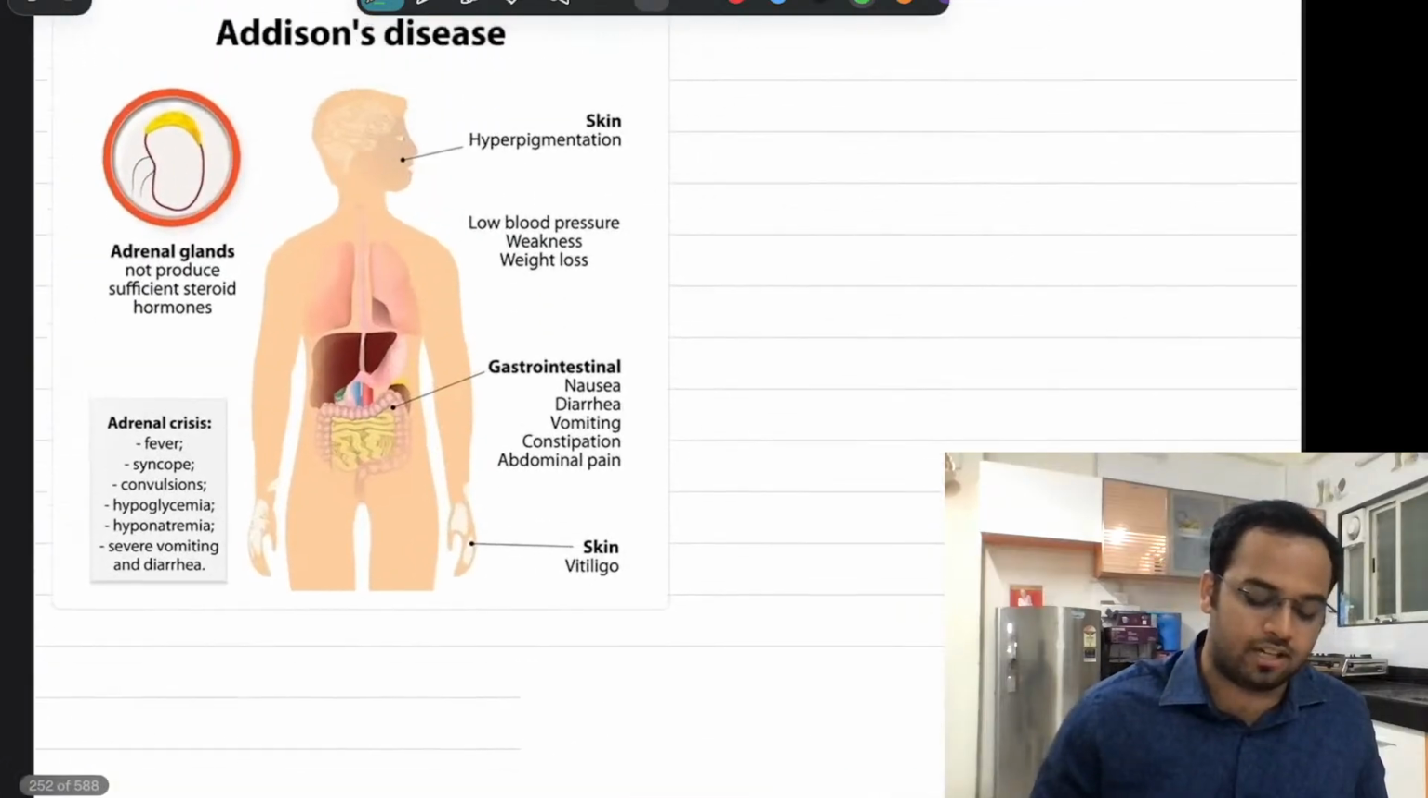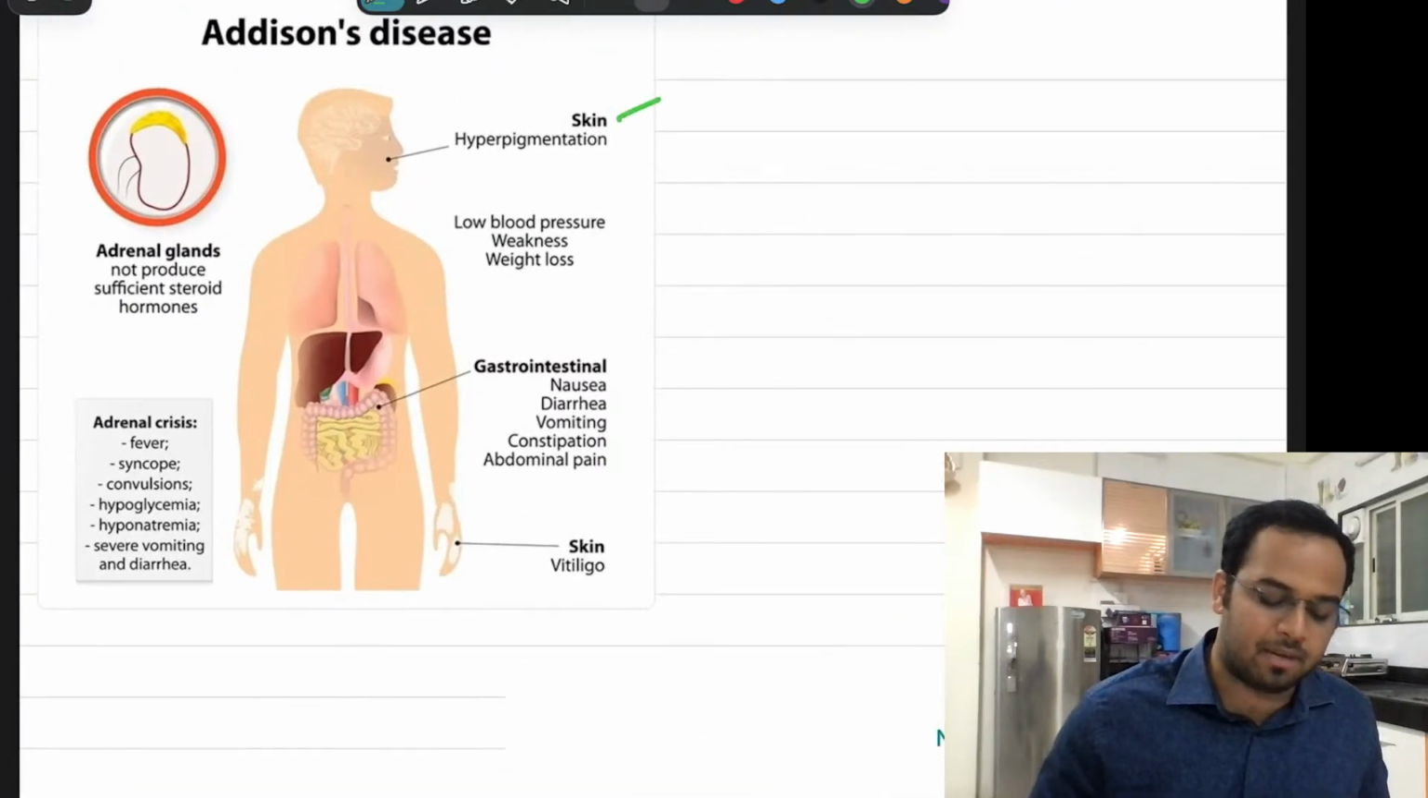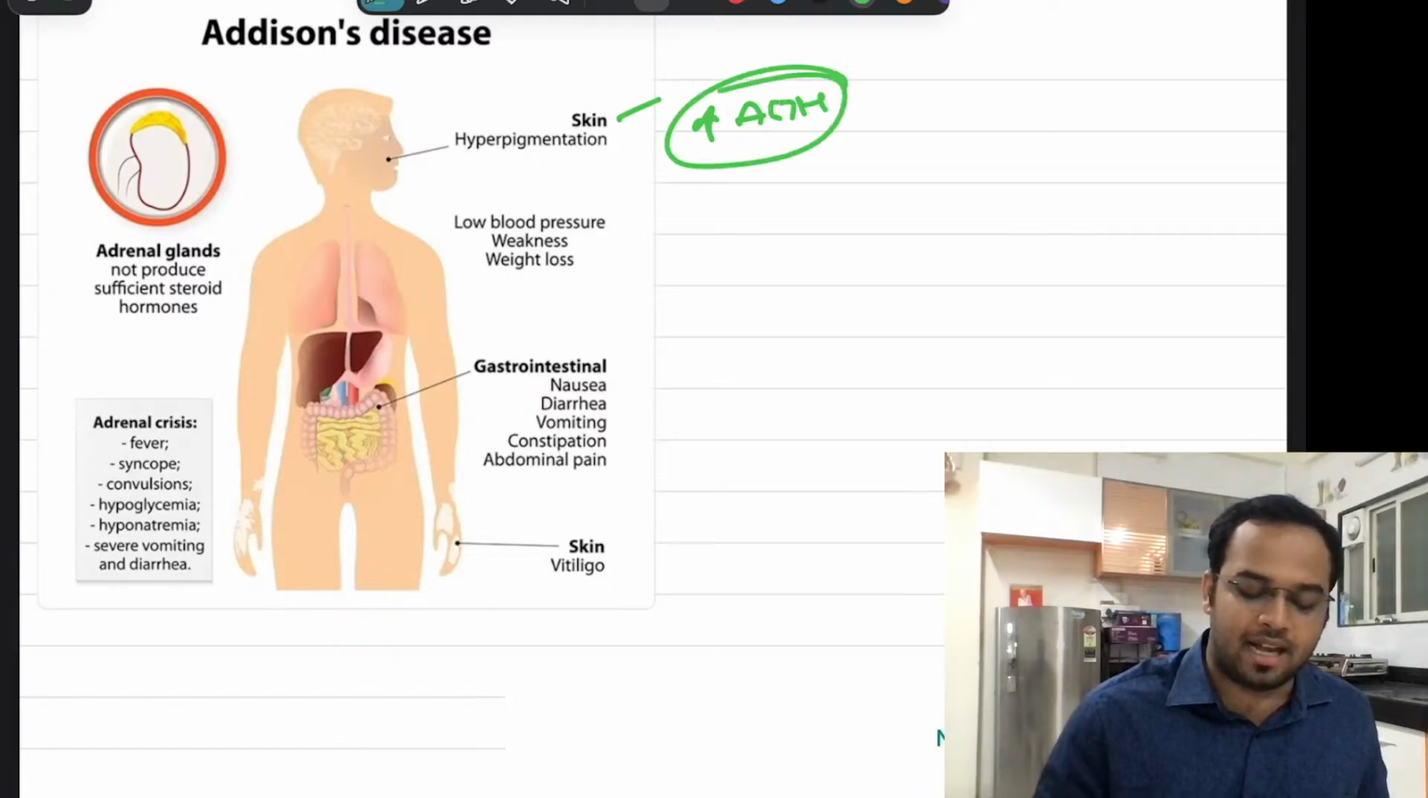So these are the Addisonian features. What will you see? In the skin, hyperpigmentation will be seen. Why? Because ACTH is going to be high. In primary adrenal gland failure, ACTH will be raised, and when ACTH is raised, there is going to be hyperpigmentation.